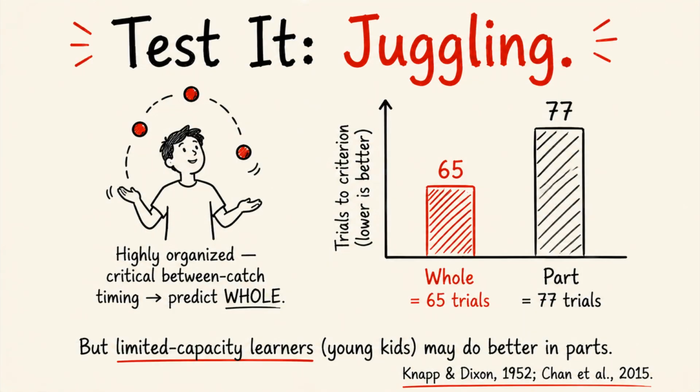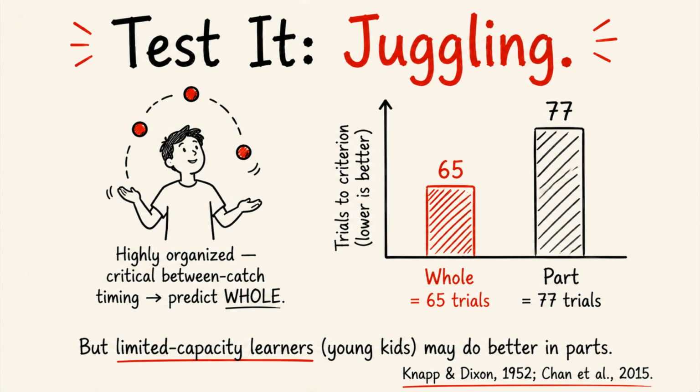Let's run the analysis on 3-ball juggling, because the textbook works it through and it's a great test of the rule. Break juggling down. You hold the balls, toss ball 1, catch it while tossing ball 2, catch that while tossing ball 3, and so on. And the timing between those components is absolutely critical. Now apply our 2 characteristics. Are the parts interdependent? Completely. You can't meaningfully practice one toss and catch without the toss and catch right before it, because the whole thing lives in the between component timing.